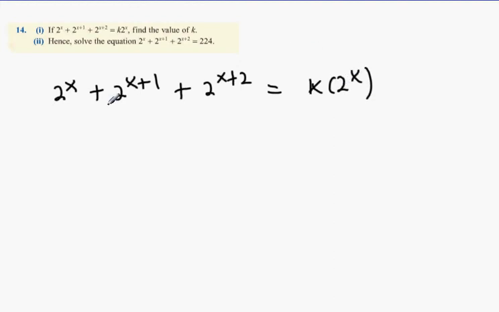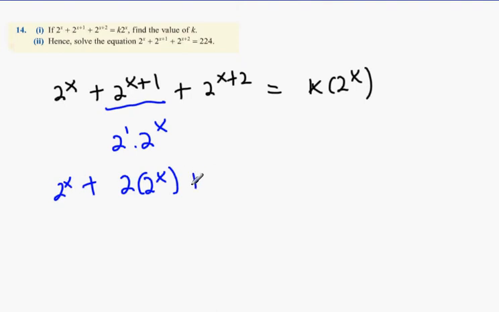What we're going to do is change this one into 2 to the 1 by 2 to the x using the addition rule. Then it's going to be 2 times 2 to the x. So we're going to have 2 to the x plus 2 times 2 to the x. And this one here is going to be 2 squared times 2 to the x, which is 4 times 2 to the x, equals k times 2 to the x.